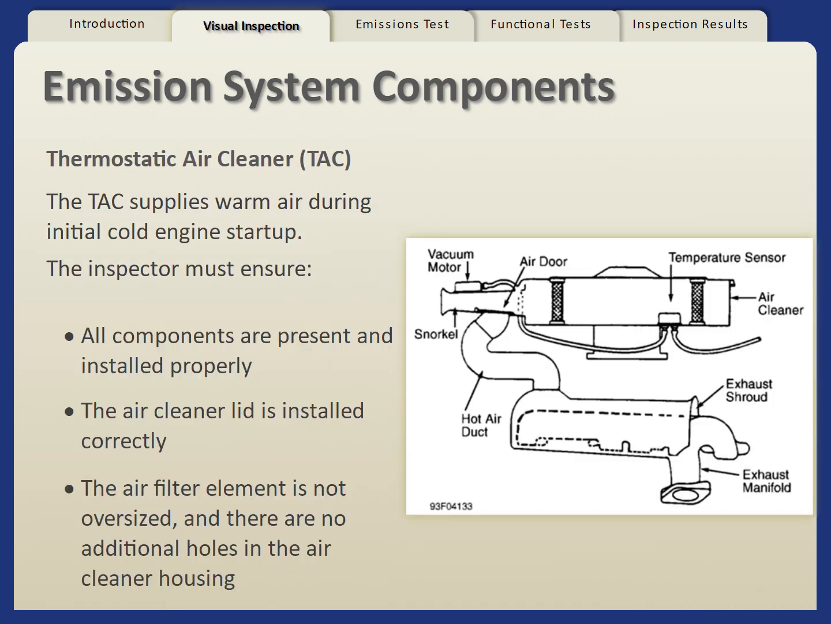The thermostatic air cleaner system supplies warm air during cold engine operation by allowing heated air from the exhaust into the air intake. During the visual inspection, the inspector must check that the required exhaust shroud, hot air duct, thermostatic vacuum switches, vacuum hoses, and air cleaner components are present and installed properly. An air cleaner lid installed upside down would be considered modified.